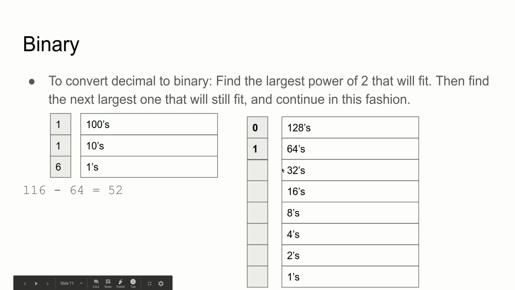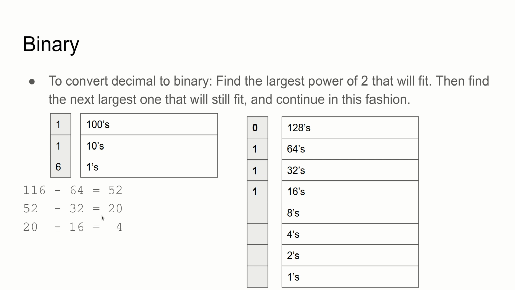Well, the next place value is 32. 32 is less than 52. So we know that that one should be on. It will become a 1, and we'll subtract away 32 from that 52 we had remaining. When we do 52 minus 32, we get 20. And so now we have 20 left to make up with the rest of these numbers. Well, 16 is less than 20. So we should turn the 16's value on, and we should take 16 away from our remaining 20. That gives us 20 minus 16, which is equal to 4. Now we have 4 left to cover.